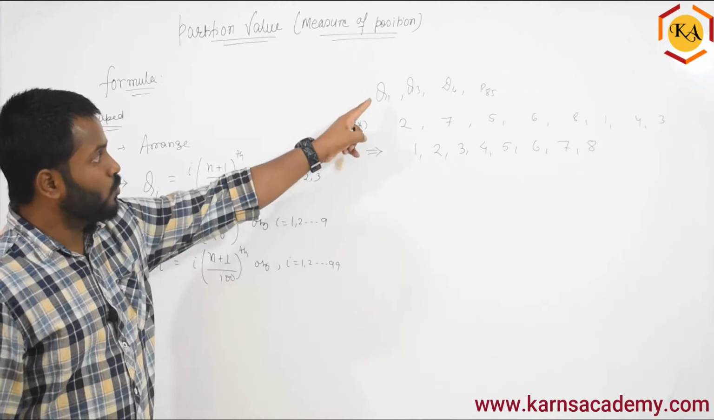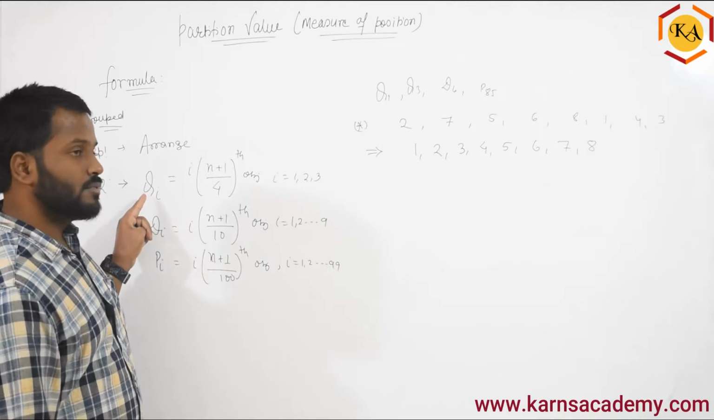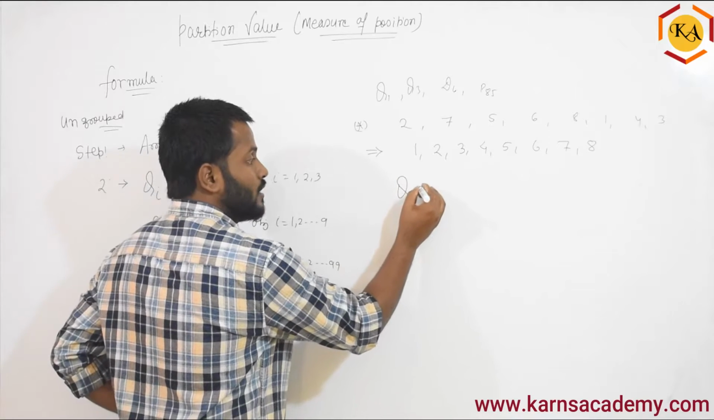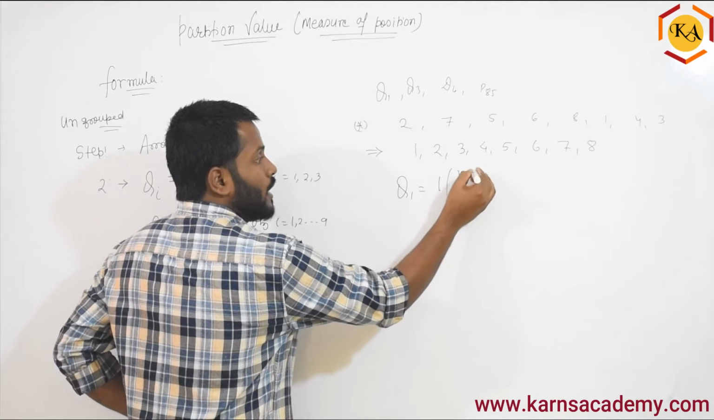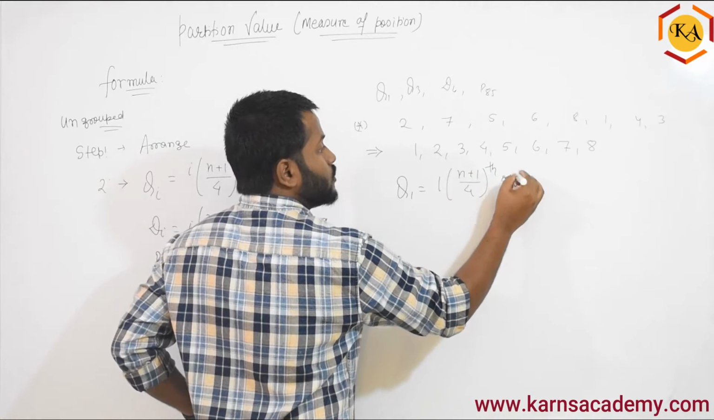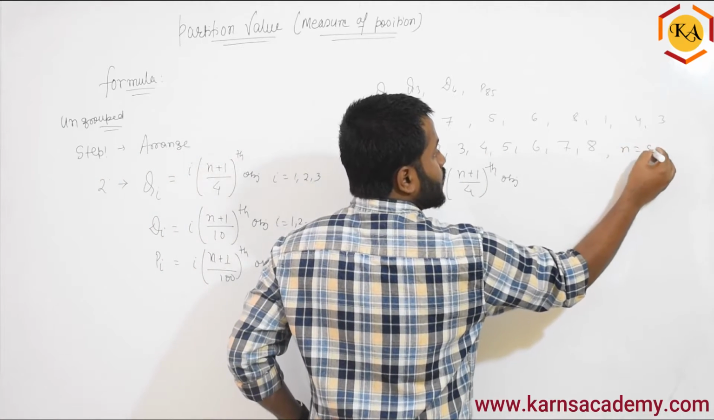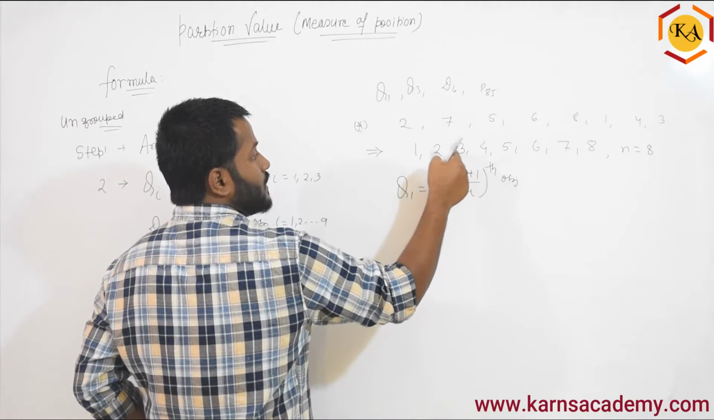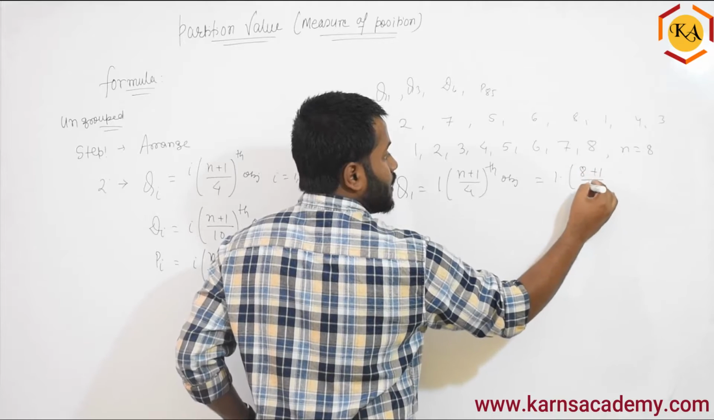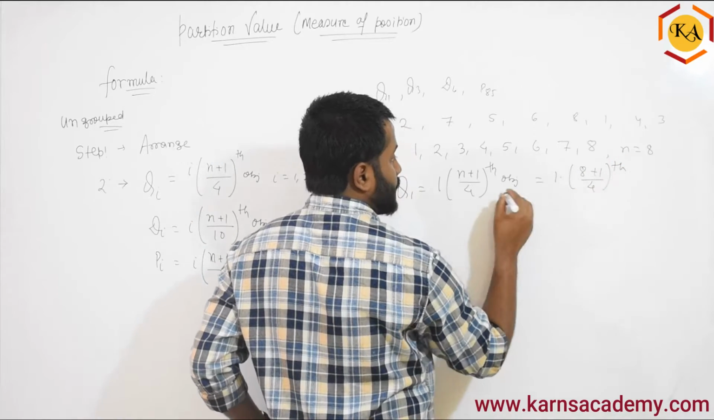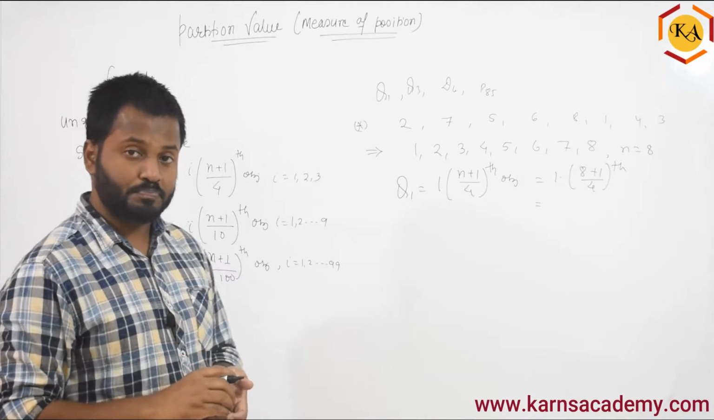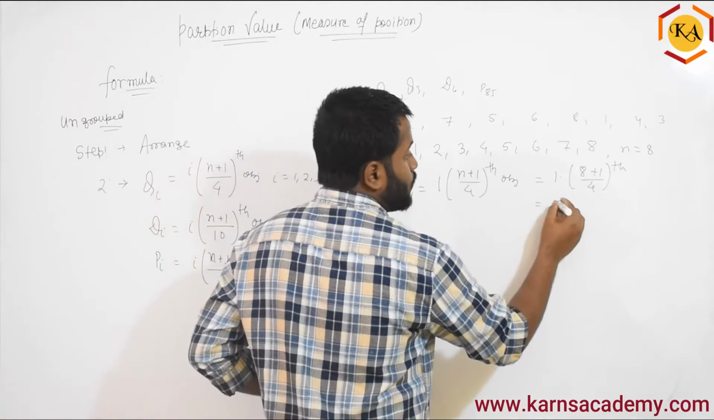Now if you want Q1, what is the formula? Qi is equal to i into (n plus 1) by 4. So Q1 is 1 into (n plus 1) by 4th observation. What is the n value over here? n is equal to 8: 1, 2, 3, 4, 5, 6, 7, 8. So basically 1 into (8 plus 1) by 4th observation, which is 9 by 4. How much is 9 by 4? 2.25.